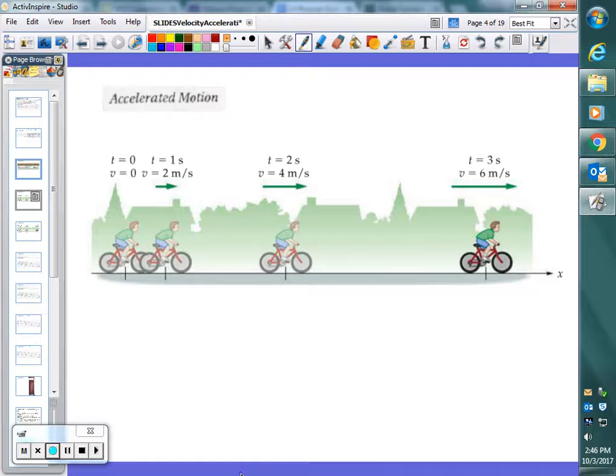Here's another example. Guy riding his bicycle. Based on the positions, based on the locations of this guy and his bicycle, what can we say?